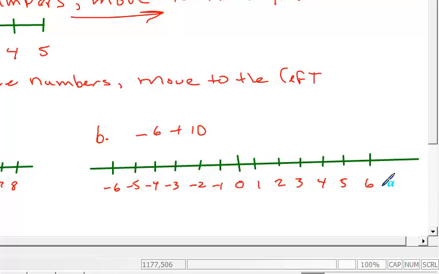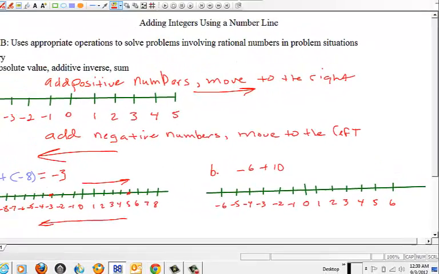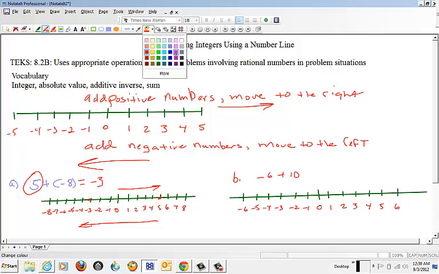And on this side we have 1, 2, 3, 4, 5, and 6. So we are adding a negative 6 plus 10. How do we do that? Again, let's go back to what our original steps were. We start at 0 and we go over to the left, 1, 2, 3, 4, 5, 6. This is our starting point here, the negative 6.